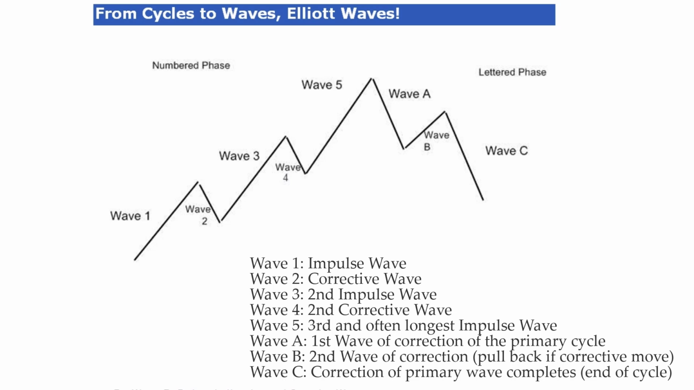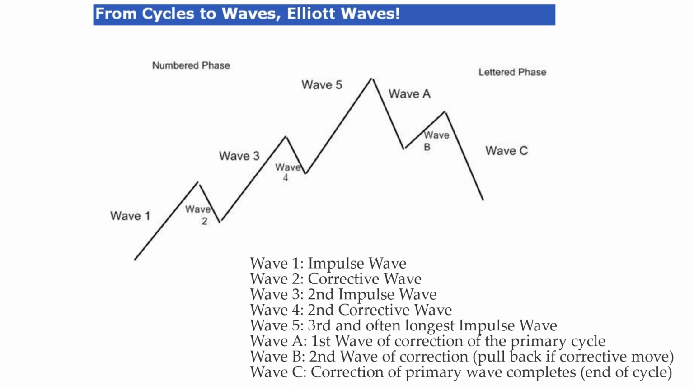Its creator was Ralph Nelson Elliott, R.N. Elliott, who lived from 1871 to 1948. Now, I know this is starting to sound like a triathlon with cycles and waves, but they are closely interlinked. Elliott Wave Theory, the hypothesis suggests that there are 8 waves in any cycle. The cycle could be classified as the first leg in a primary bull market, for example.